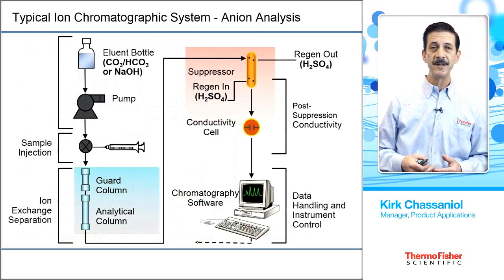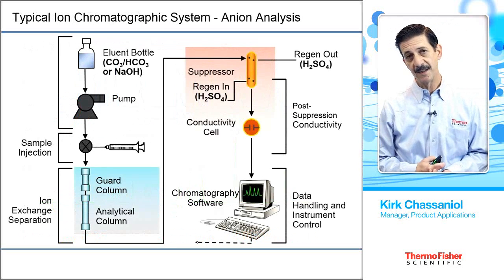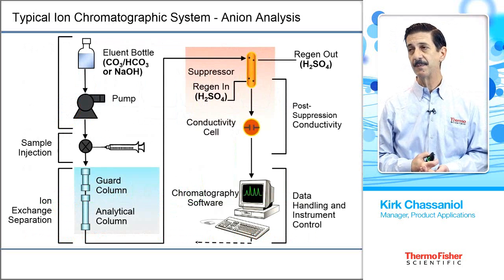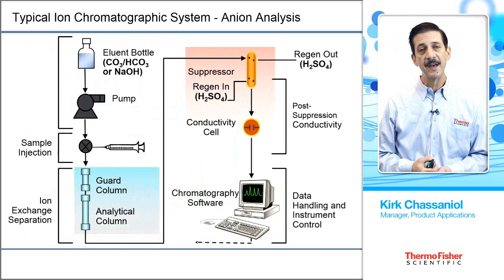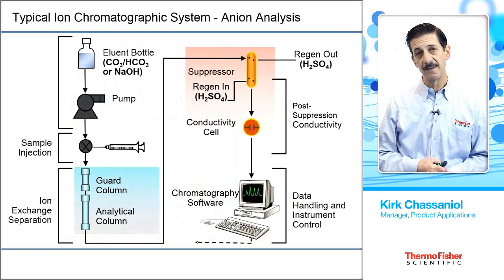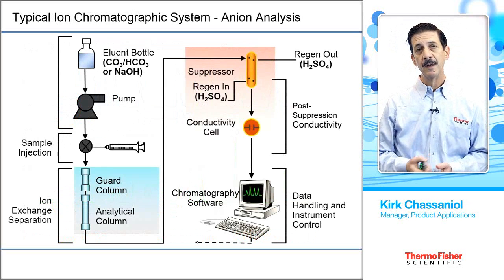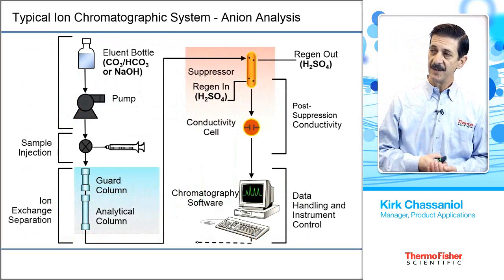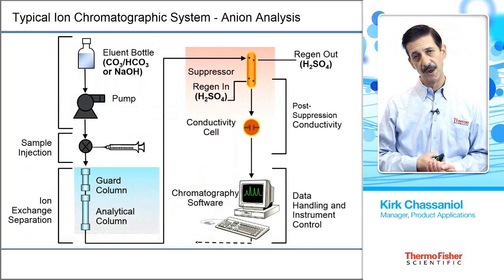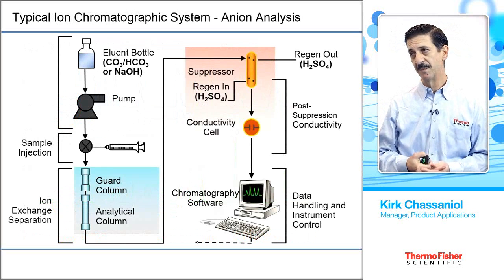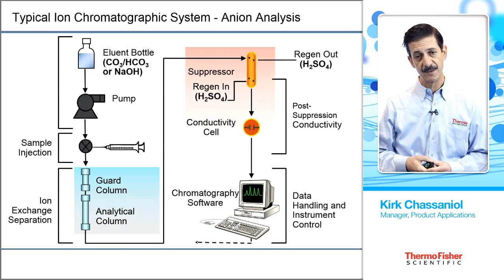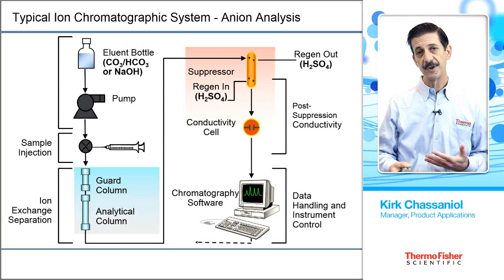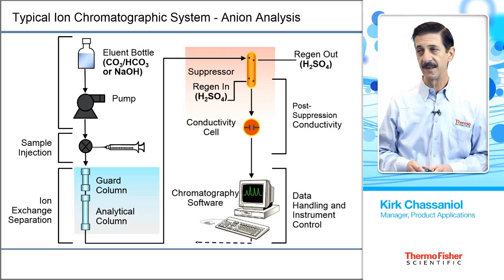So what we see here is a typical IC system, generic type of IC system. We use an eluent, in this case, a mixture of carbonate and bicarbonate. We have our separator column and so forth. And our suppressor, in this case, is operating in the chemical mode, in which case I deliver sulfuric acid to that suppressor. So that's my source of hydronium for the neutralization of my highly conductive eluent.